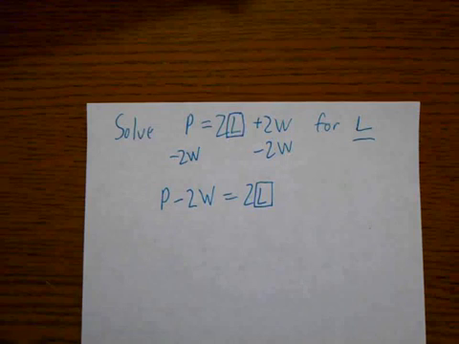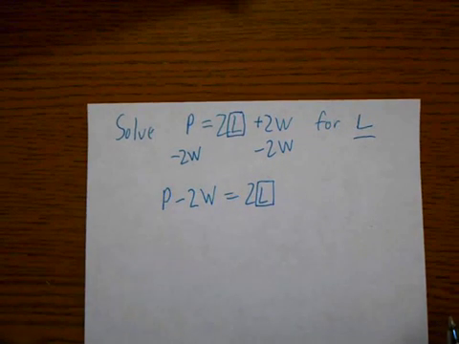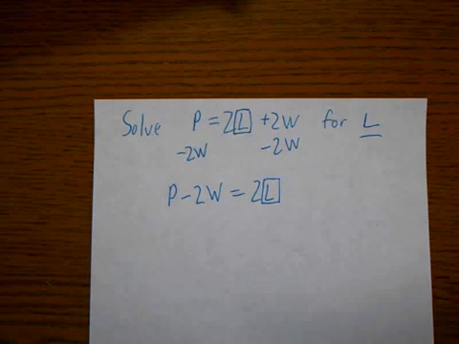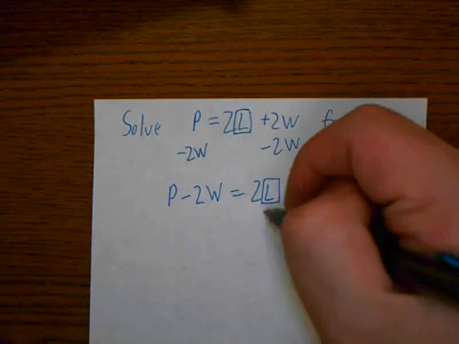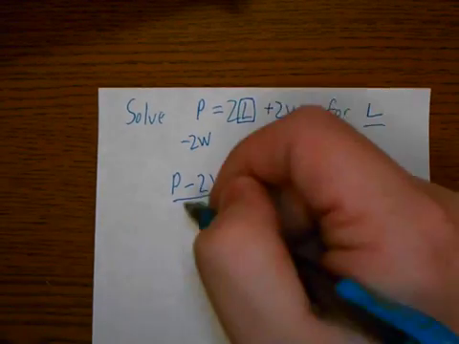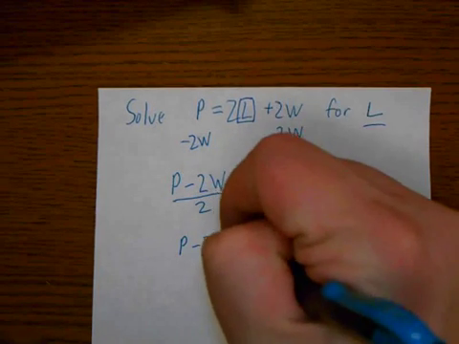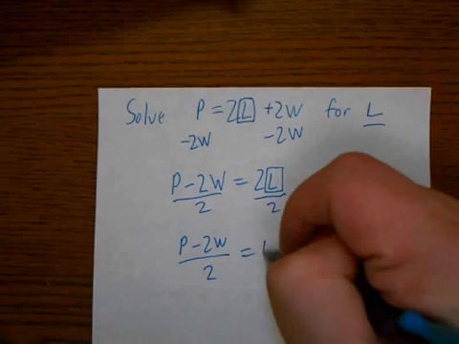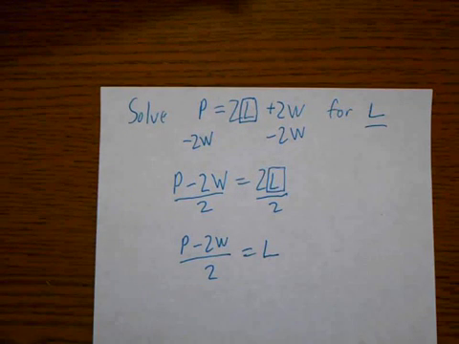Now, remember, we're trying to get L by itself, and it's not quite by itself yet. We still have that 2 in front of it. That 2 is multiplying the L, so we need to undo that with the inverse operation. We remember that the inverse of multiplication is division, so we need to divide both sides by 2. Now, we can write P minus 2W over 2 equals L, and we've succeeded in getting L by itself.